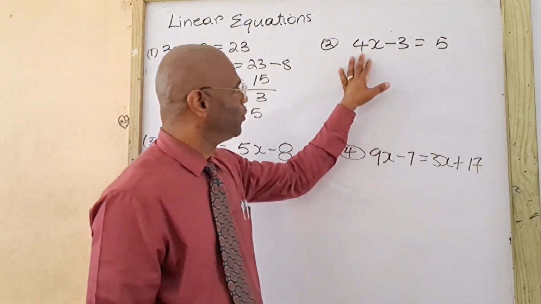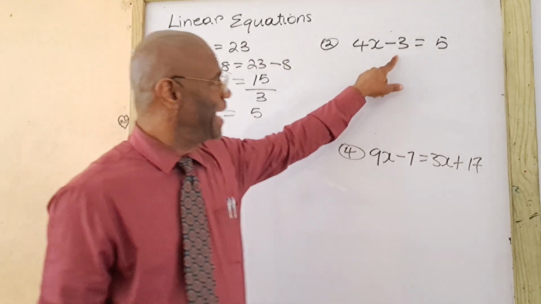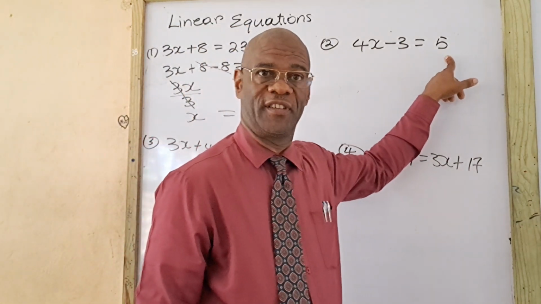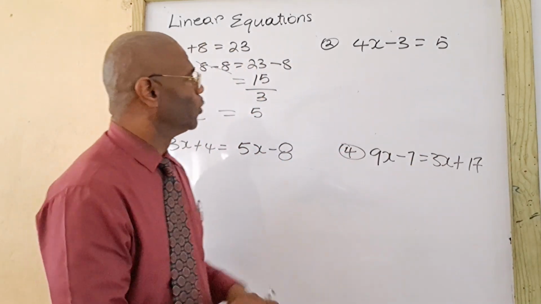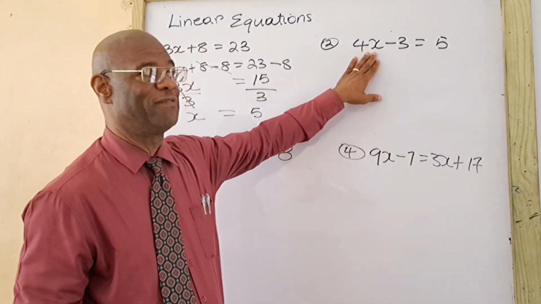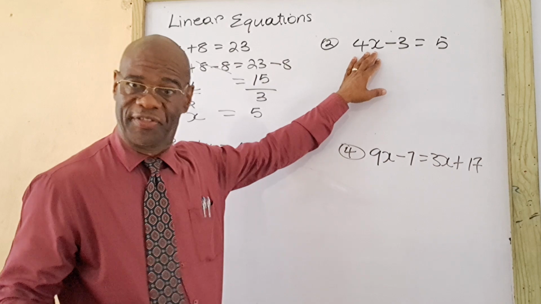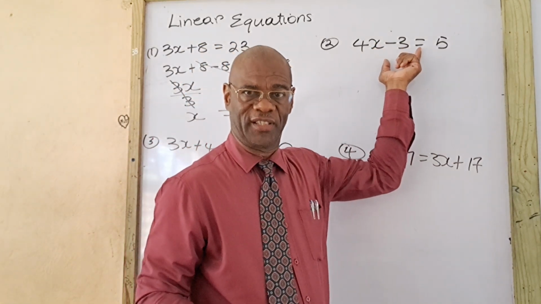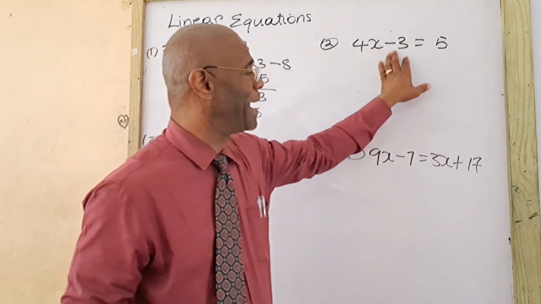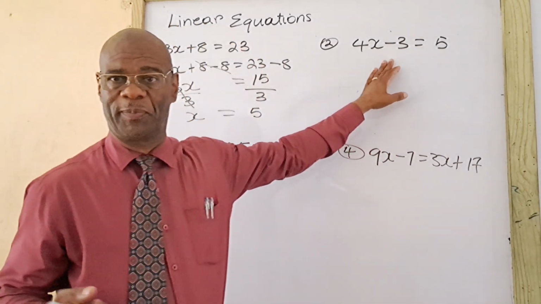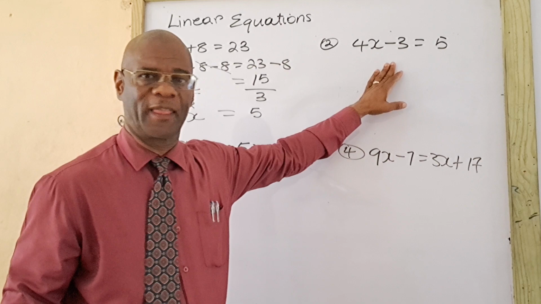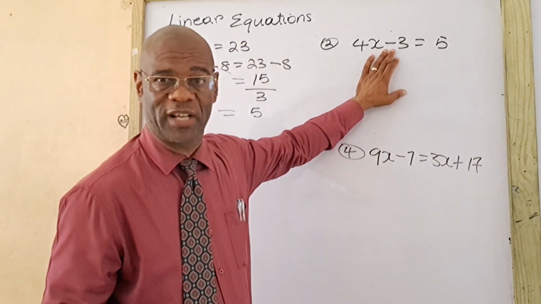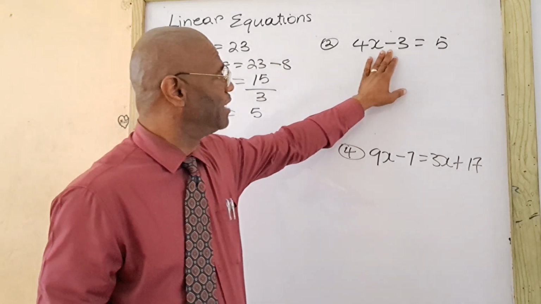So we have 4 times a number minus 3, or subtract 3, gives us 5. Alright? So we need to find the value of x. In order for us to get there, we must first get rid of this minus 3. To undo this, we perform its opposite operation. The opposite operation for subtraction is addition. So I'm going to add 3 to this.